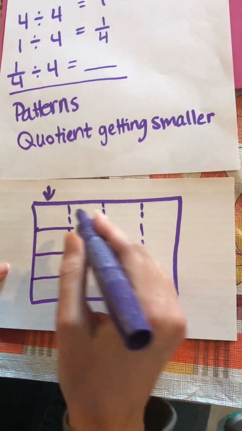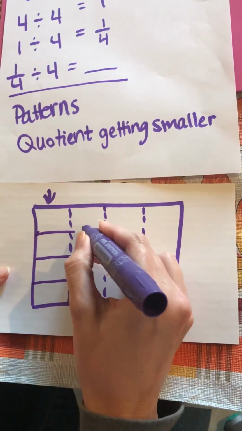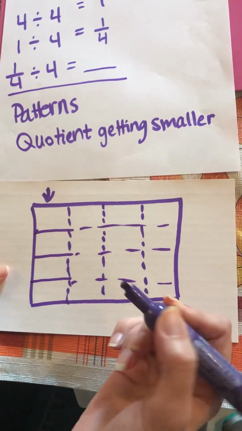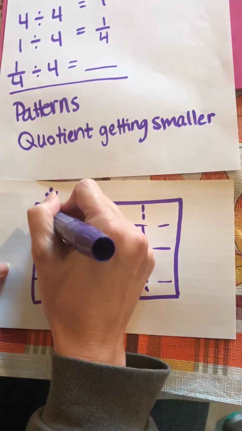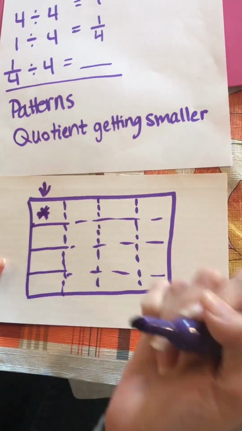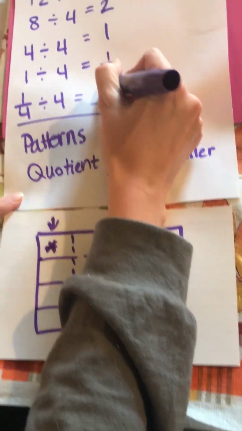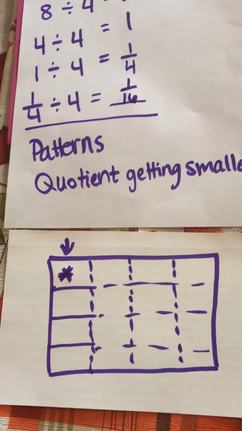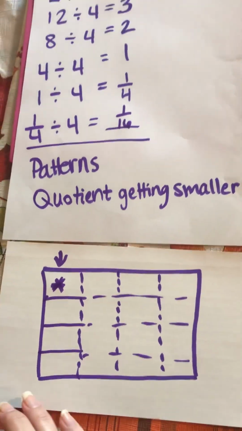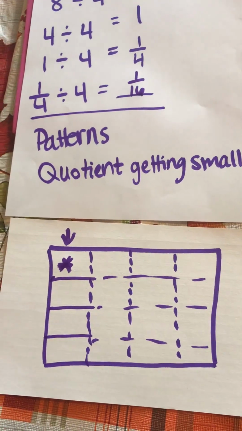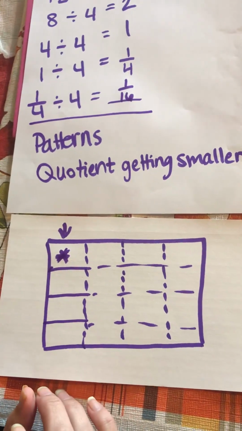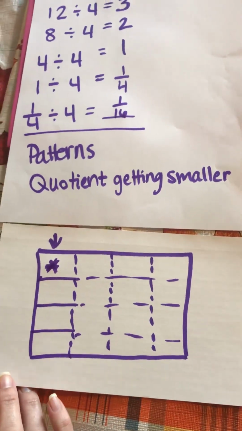So if I think about my entire model here, it would be divided into 16 pieces. So if I'm just going to get one of these pieces here, then I get 1/16 of the entire rectangle. So thinking about the sweethearts, I'm only going to get 1/16, so I get a really, really tiny piece of the sweetheart. All right, we'll do some more practice with this.